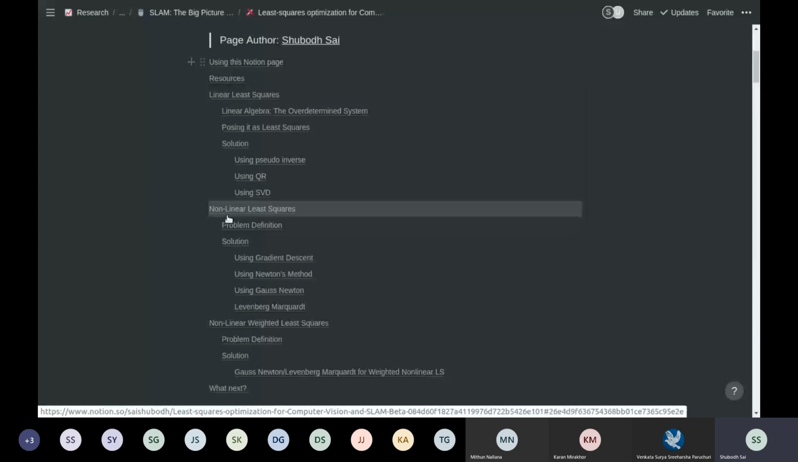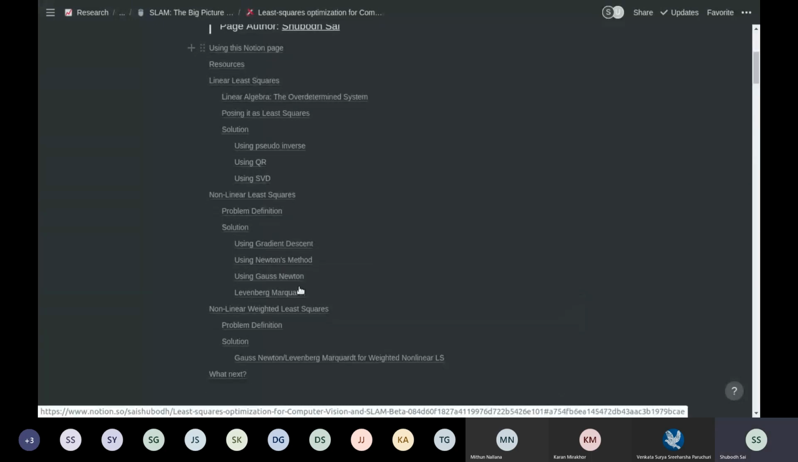For example, you have a neural network, deep learning. Now it's a crazy function, right? It's a composite function. It's a function of function of function of function. That's what a neural network is. So over there, it's not a linear function, so you cannot apply these methods. Over there, in most situations, we apply gradient descent, but in other situations, we apply more complex methods. And then I'll also be covering non-linear weighted least squares.